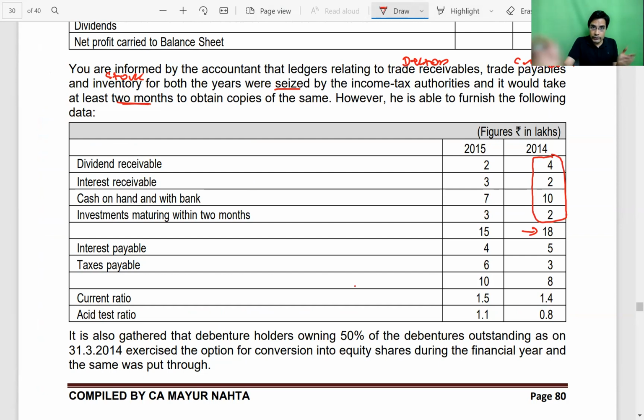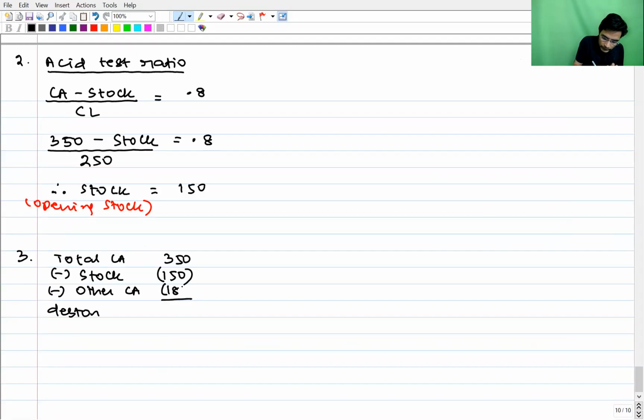The term current assets is a very wide term. It includes not only debtor and stock, it includes BR, dividend receivable, interest receivable, cash in hand, cash in bank, cash equivalent, short-term loans and advances. So the other current assets total is 18 at the beginning of the year. So if we minus that, we will get to know opening balance of debtor, 182. This is the debtor existing at the beginning of the year.